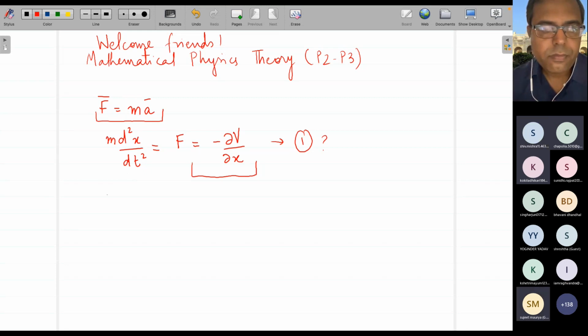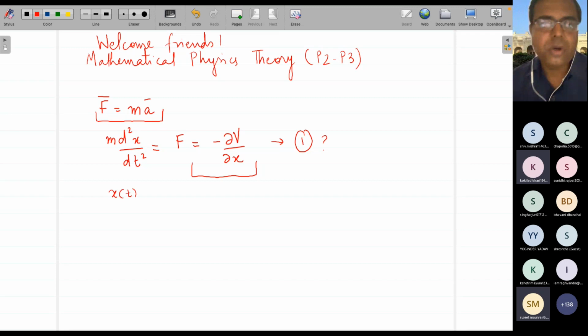Ultimately, you are going to solve F equals m a, and a time dependent equation will come out, giving the position of the particle.